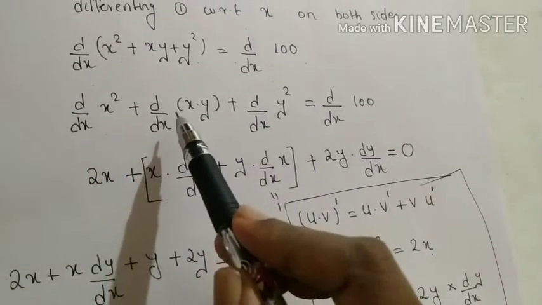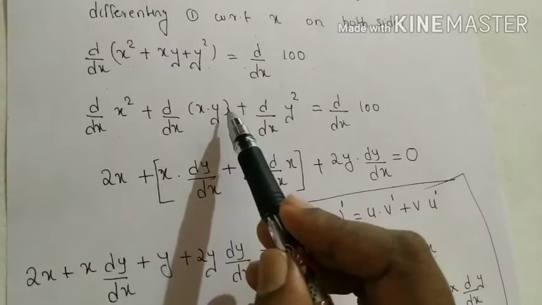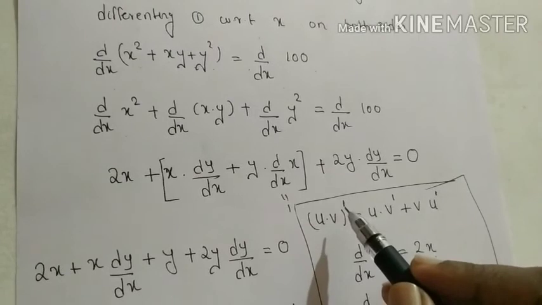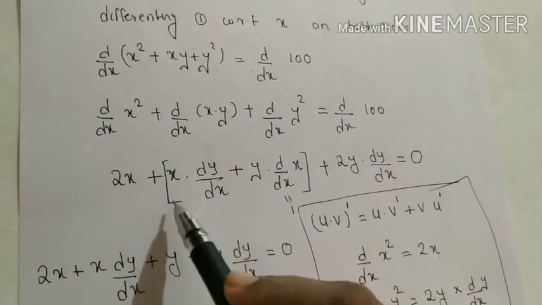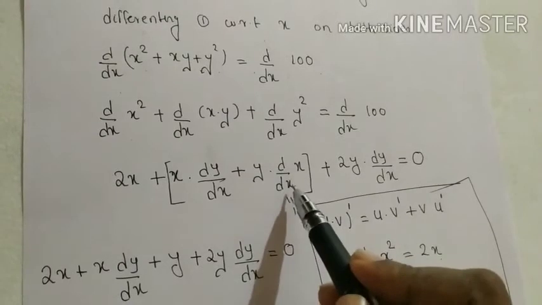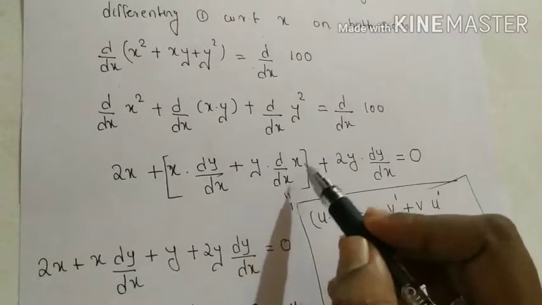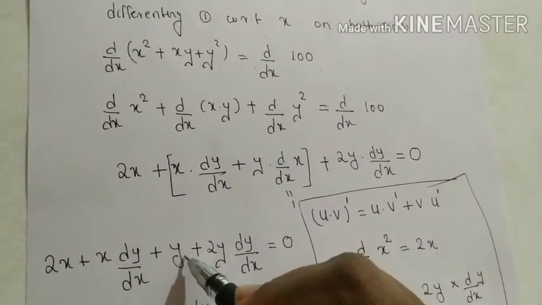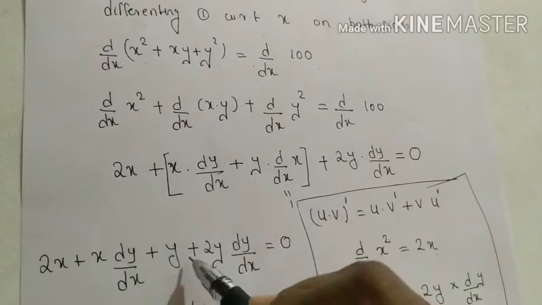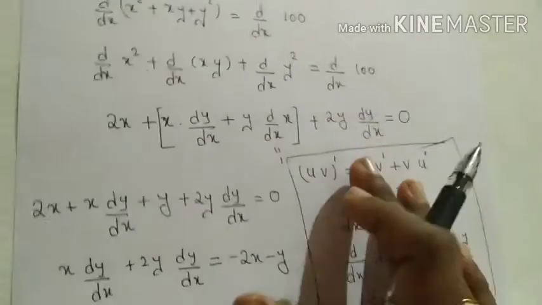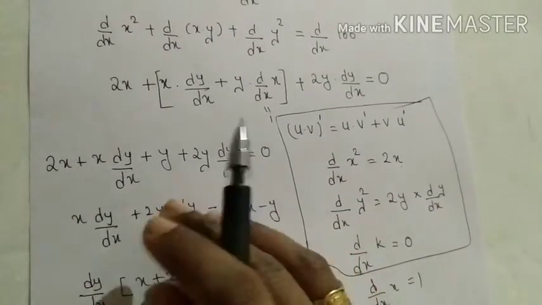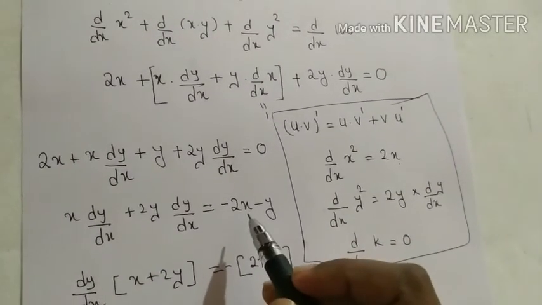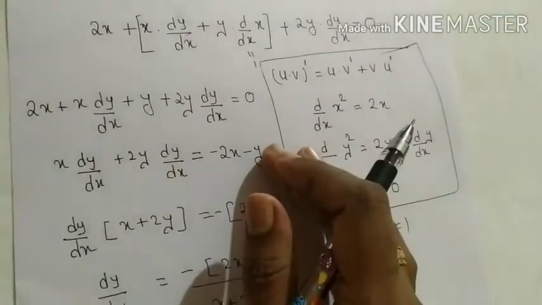Here we are using the product rule because x and y are two different functions. So we get x into dy by dx plus y into dx by dx. We know that the derivative of x is 1. So right here we get y into 1, that is equal to y, and x into dy by dx plus y plus 2y into dy by dx. Next I am keeping the dy by dx here, and all the other terms will move to the right hand side. We get this term.